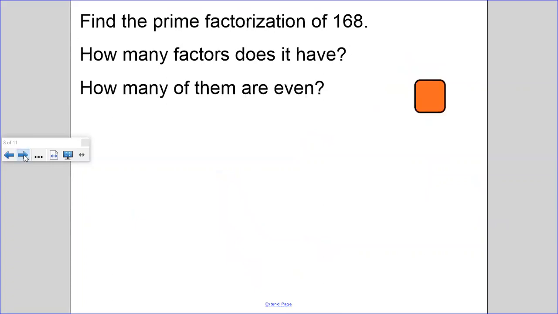Okay, well, try this one then. Find the prime factorization of 168. Tell me how many factors it has, and then how many of them are even.